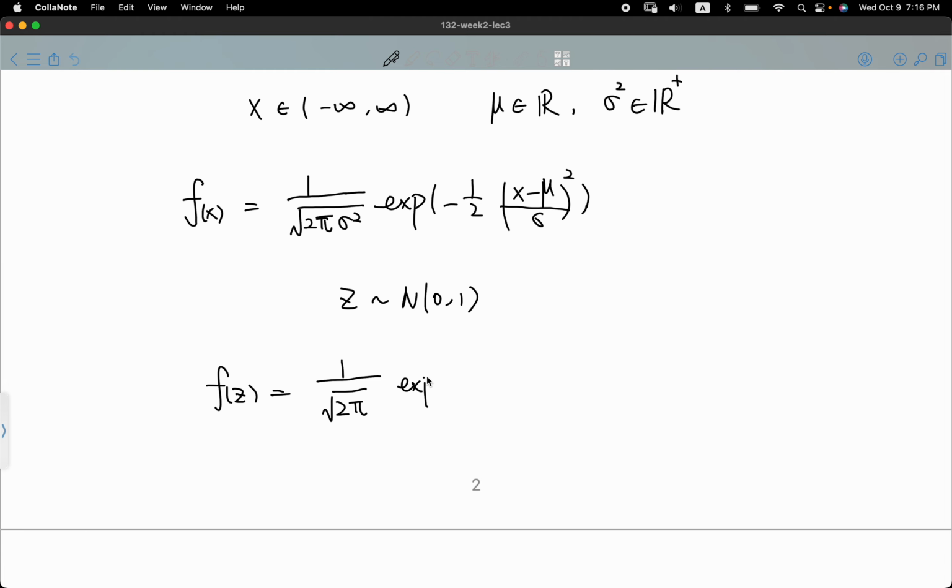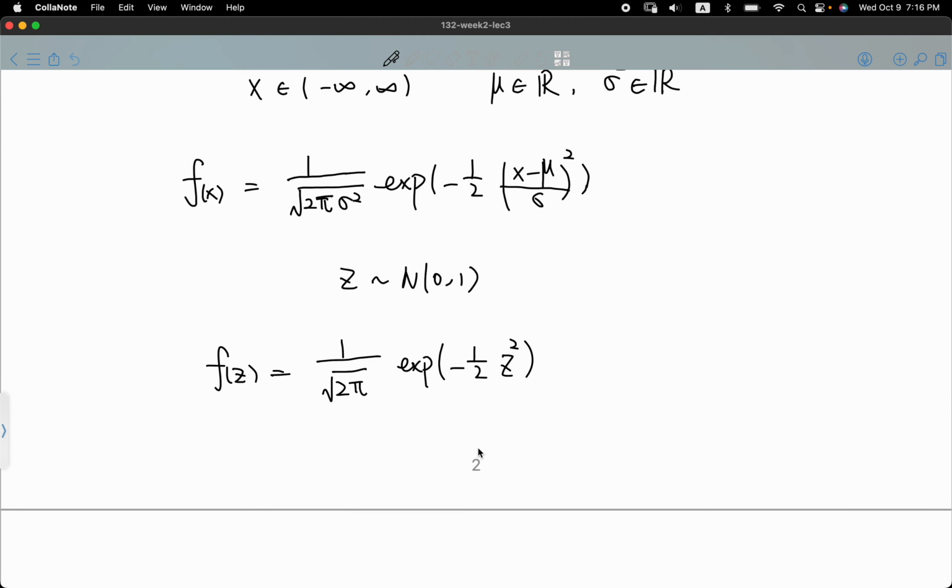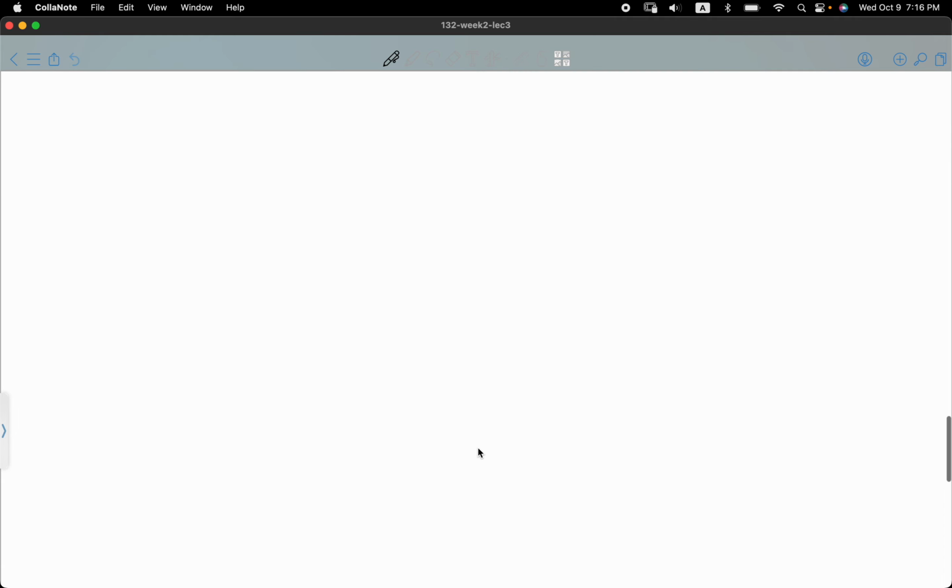And then you will have an exponential of negative 1/2, and then z square, because this is 0, this is 1, and you have a square. So that is the formulation for a standard normal random variable, or a probability density function. And here I would also like to introduce the transformation between a general normal distribution and a standard normal distribution.